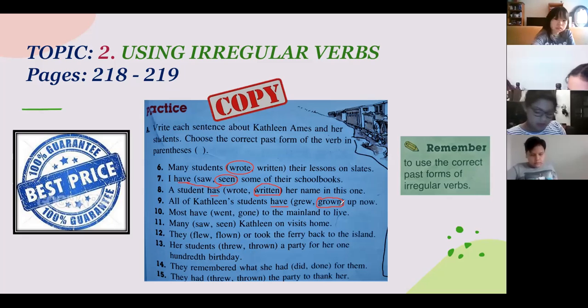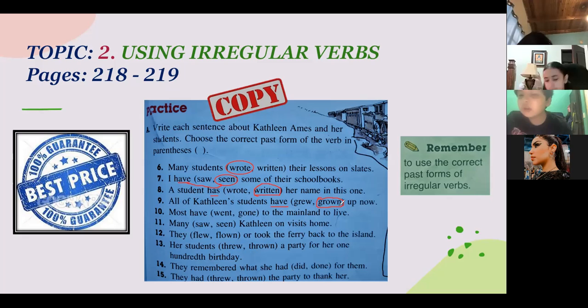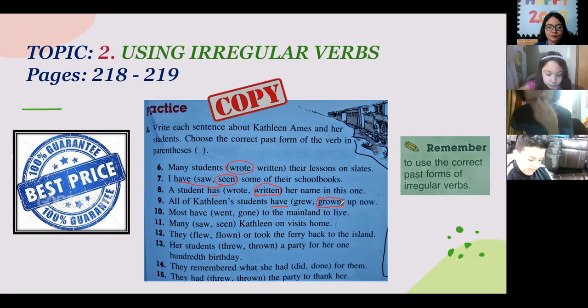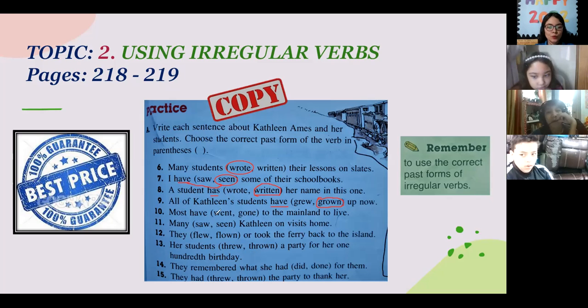Number 10. Who wants to try number 10? Gone. It's gone, Santiago Chavez. Must have gone to the mainland. We have the word have, so gone is correct. Excellent, Santiago Chavez.